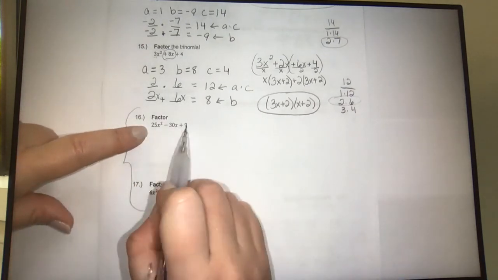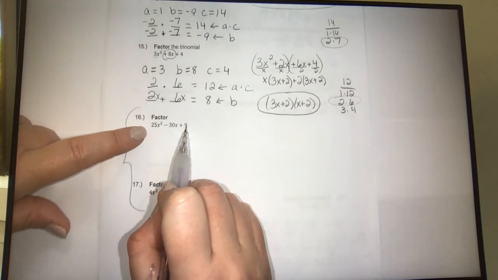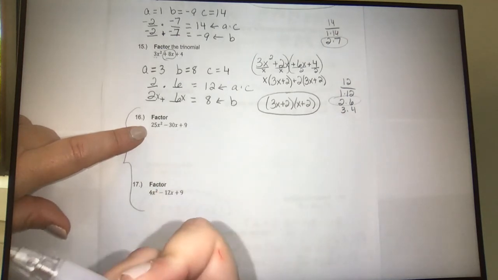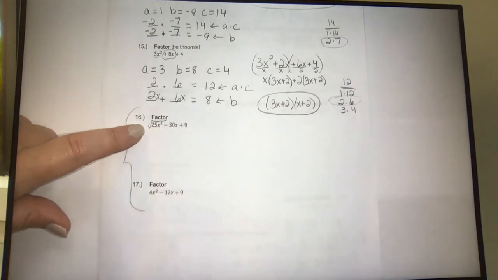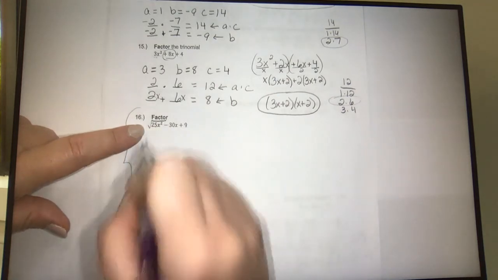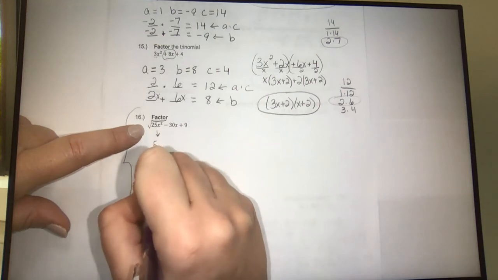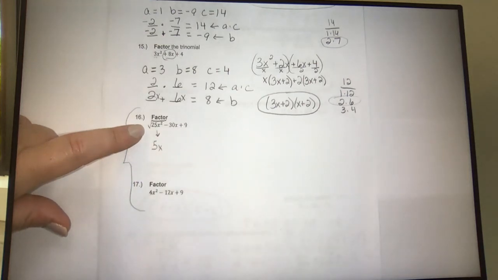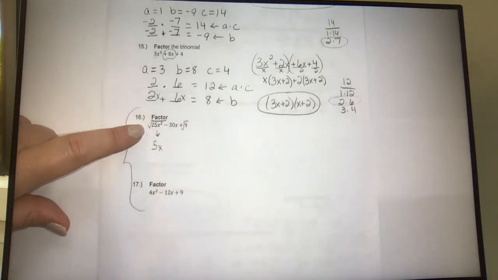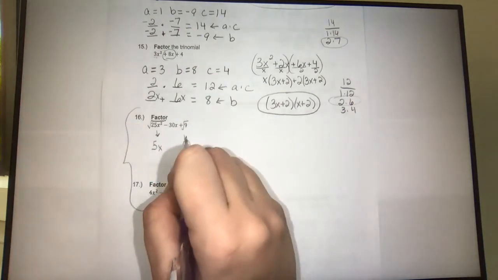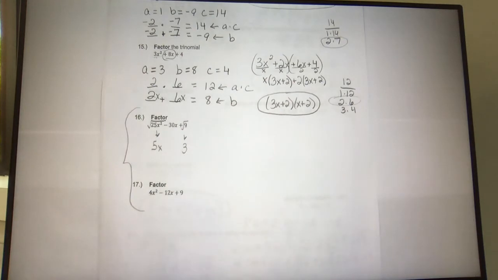There is not a GCF. So my next question would be, is it a PST? So here's how I know. Can I take the square root of the first term perfectly? Sure. I get 5x. Can I take the square root of the last term perfectly? Sure. I get a 3.